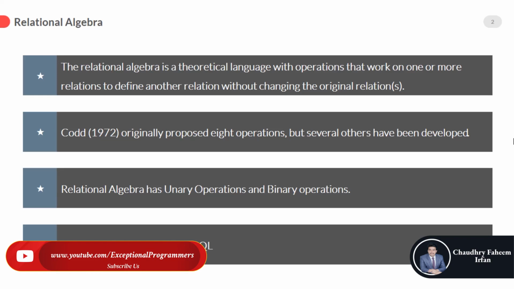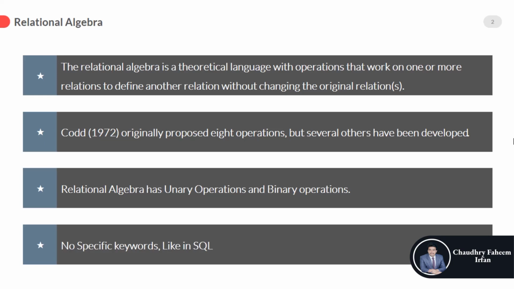Operators in relational algebra take one or two relations, or tables, as input arguments and generate a single relation or table. Codd originally proposed 8 operations, but several others have been developed. Relational algebra has unary operations and binary operations. There are no specific keywords like in SQL.